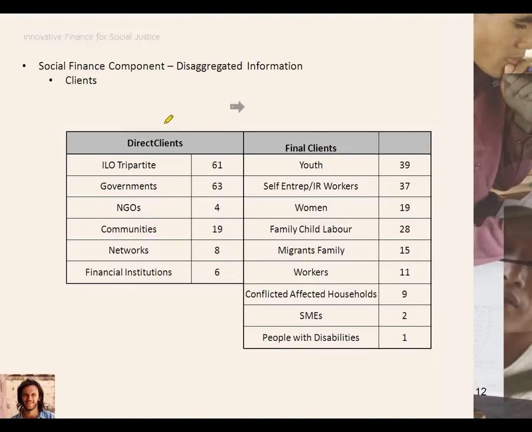So what we call clients is who the technical cooperation is aimed at, and of course we need to divide this between direct clients and final clients. It's very clear to see that the ILO tripartite constituents, or the governments alone, are by far the most common direct client at which technical cooperations are aimed. However, when it comes to final clients, it is very interesting to see there is a broad diversity, and we have youth, women, families of child labor, self-entrepreneurs, and migrant families. This will allow us to reflect now how broad the scope of the use of social finance interventions could be.